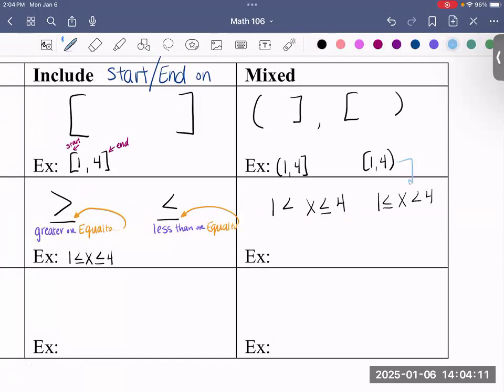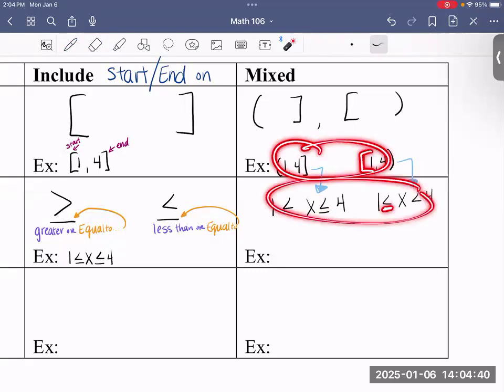Now you'll notice that these are written in the exact same manner, just using a different notation. So you'll notice that you have the bracket or the equal to bar, the bracket or the equal to bar. This is interval. This is inequality.